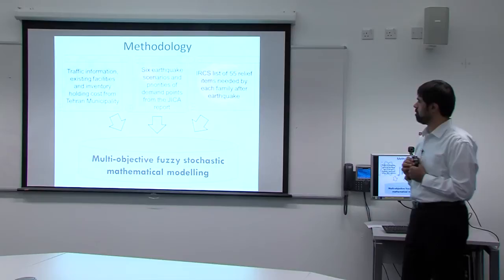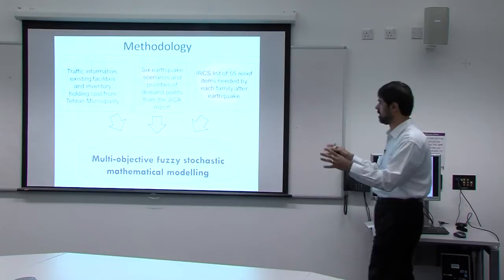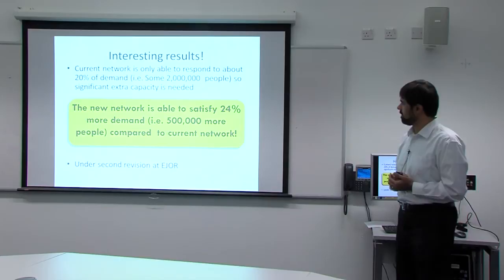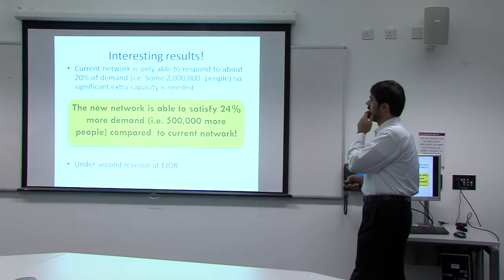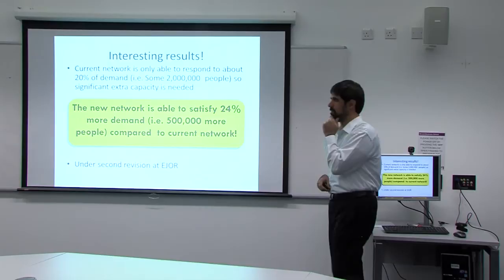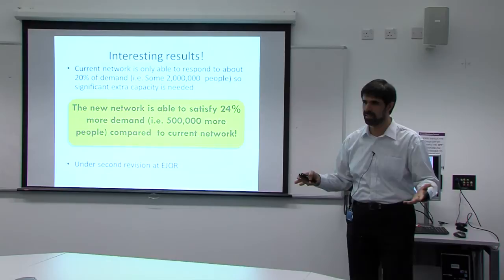So we designed a model and solved it. We developed a new solution technique. And then we compared it with the existing network, and we found interesting results. First of all, we realized that the current network, which is in place, designed by the Red Crescent Society, is capable of responding to only 20% of the demand, which means 2 million people. So massive improvement is needed in terms of capacities.